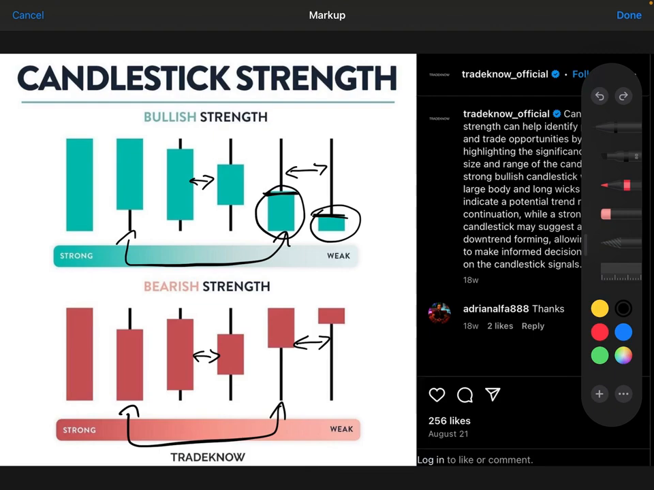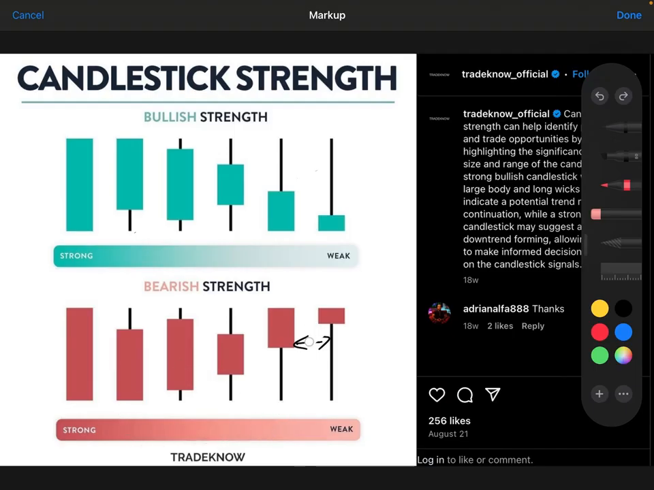So that's the basic overview of candlestick strength. Really, this chart is all you need. This will get you all the way through your candlestick strength. And I definitely want to do another video on the candlestick patterns and showing you how these strengths actually play along to tell a story together.